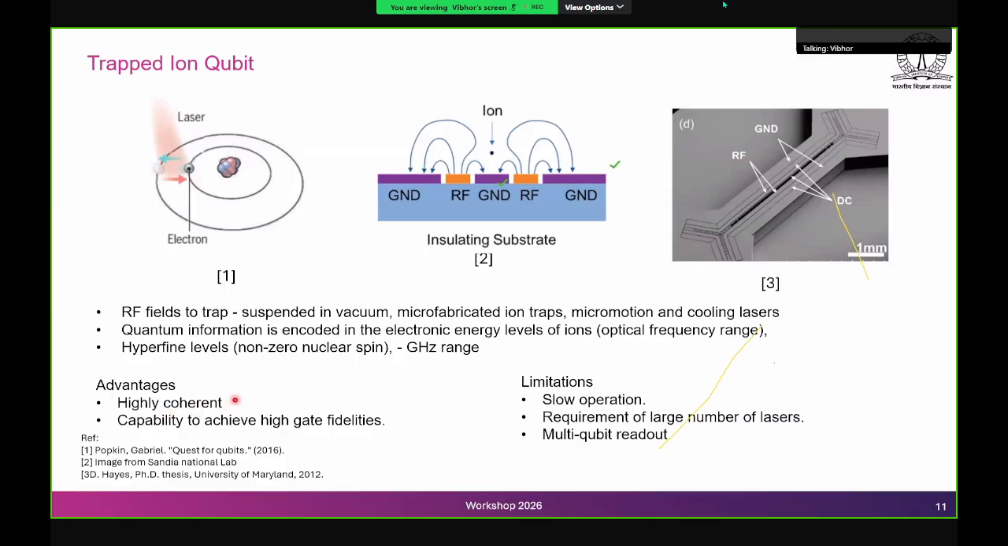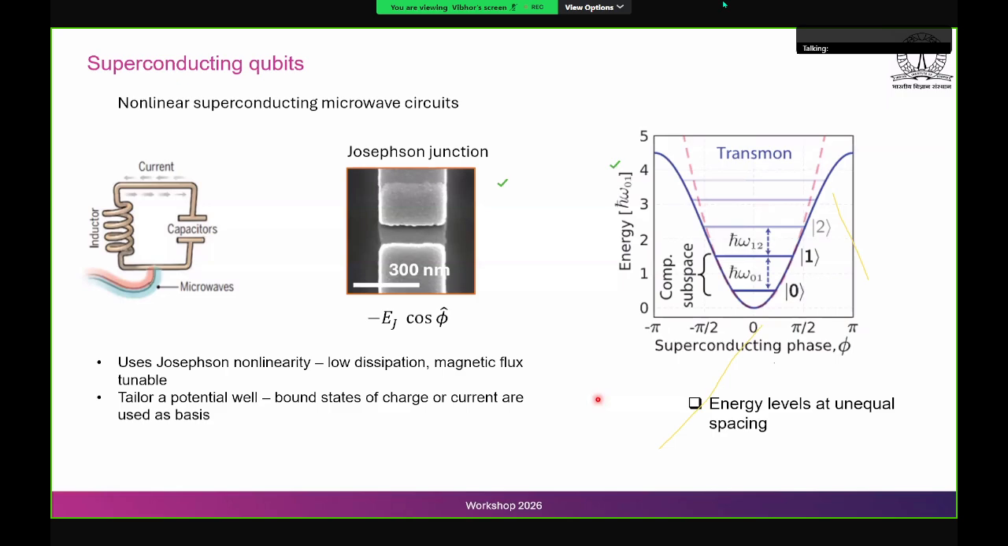We'll learn a little about coherence a little later. And one can also achieve high gate fidelities. The caveats here are the slow operations, and then you also need a lot of lasers to do the readout, and also some control in the fabrication of these microfabricated ion traps. Okay, and multi-qubit readout again is a limitation of these platforms.